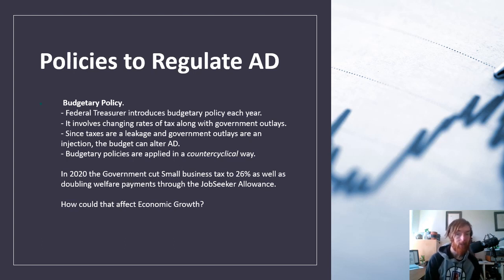Or they can do things like decreasing tax rates. So an example here in 2020, the government cut small business tax to 26%, which increases private investment spending because small businesses suddenly are more willing to invest and expand, because they've got a lower cost of production. They also doubled welfare payments during the pandemic through the JobSeeker allowance, meaning that rather than getting, I think it was around $550 per week, people were getting up to $1,000 per week in welfare, which is fairly significant. That's going to increase their consumption spending and stimulate the economy a lot more, and therefore try and lead to higher rates of economic growth.